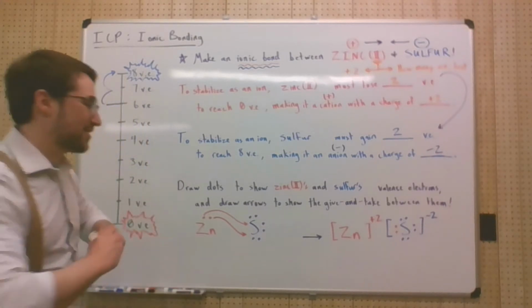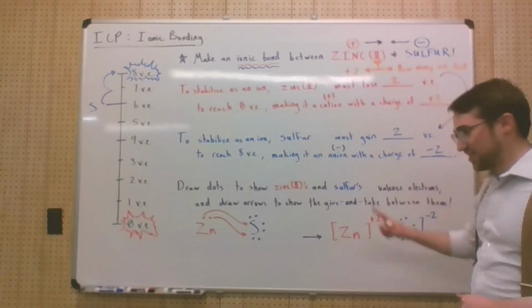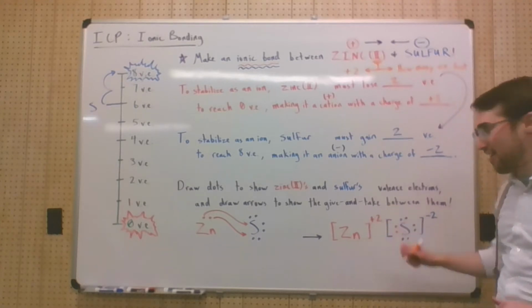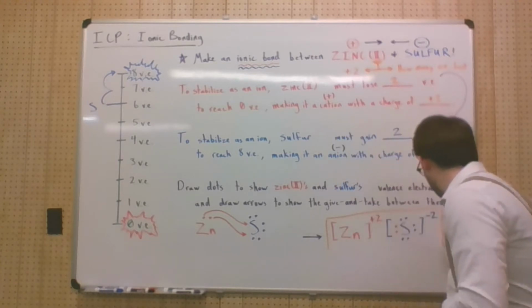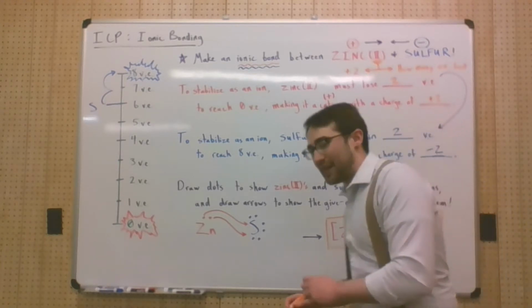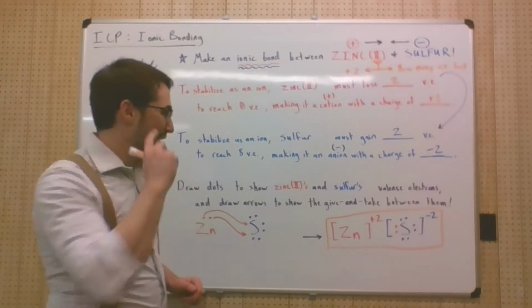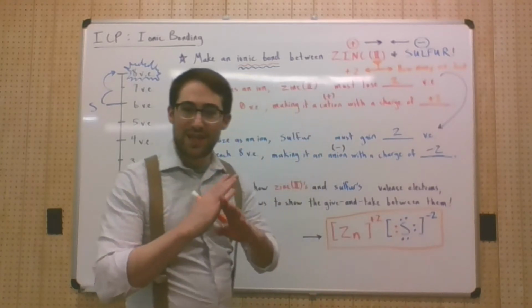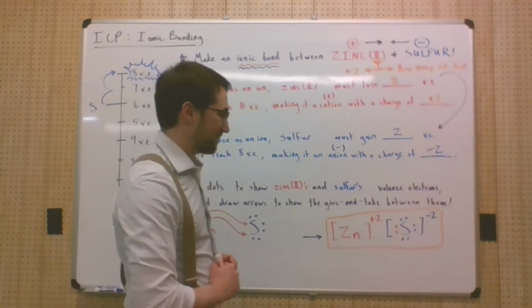Just to double check it, zinc has 0 valence electrons, which is good. Check that off. Sulfur has 8 valence electrons, which is also good. Check it off. And last thing, we want the charges of those ions to cancel out to 0. Well, +2 -2 cancel out to become 0, so that is a happy ionic compound.